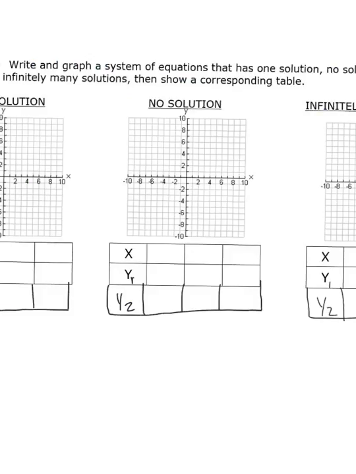On this slide, I want you to understand the difference of what a solution looks like when you have a system with one solution, no solution, and infinitely many. And then notice at the bottom, I have to add another row for each table, because we're doing two equations. And you're going to see examples of these tables on your test.